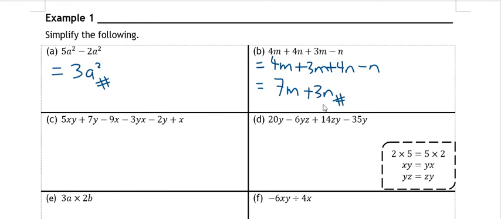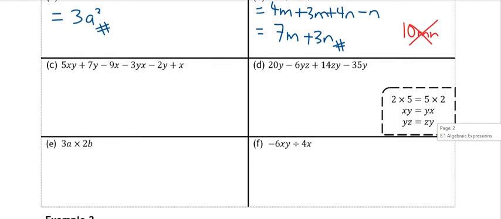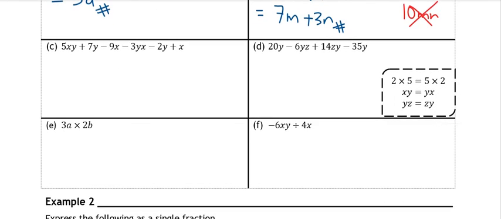Now here, do not try to combine them. Let's say a common mistake will be adding these together and writing 10mn. So here I will just highlight: this one should not be 10mn. No. Because here you are adding unlike terms, and unlike terms cannot be simplified. Unless it is multiplication, but that will be a different story. 7m times 3n is 21mn. m times n will be mn. Okay, that's different.